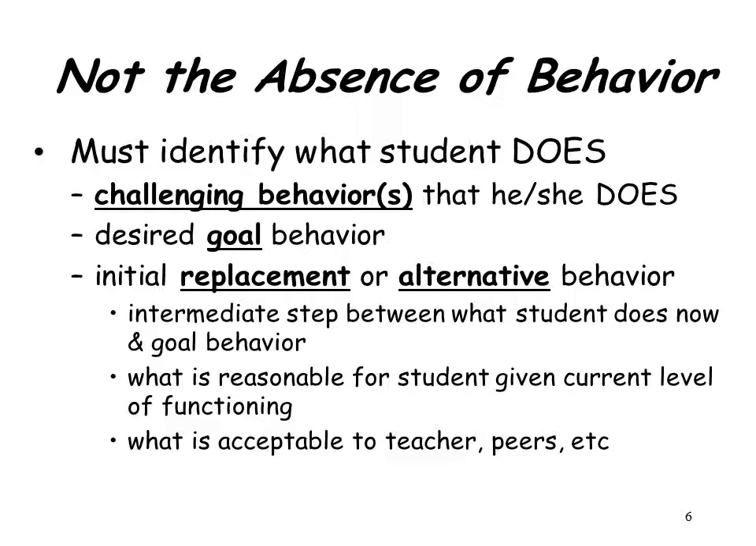The first one is we'll be defining and measuring some kind of challenging behavior, like hits peers, destroys property. This is something that someone actually does. Another behavior is a desired behavior or a goal behavior. Completes assignments, follows directions. So this is an appropriate behavior, a good behavior that we want to increase or we want to teach the person.